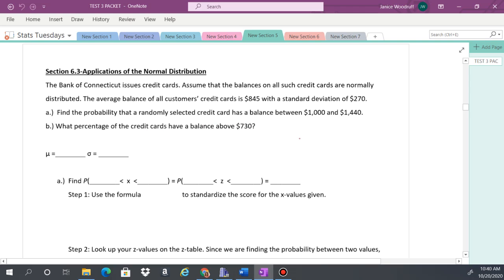So for both parts, what we want to do is take out the information. First of all, it is a normal distribution, so we're able to use the formulas in this chapter. The average is your mean, and that's 845. So right here for the mean, we're going to write 845. And then we have a standard deviation of $270.